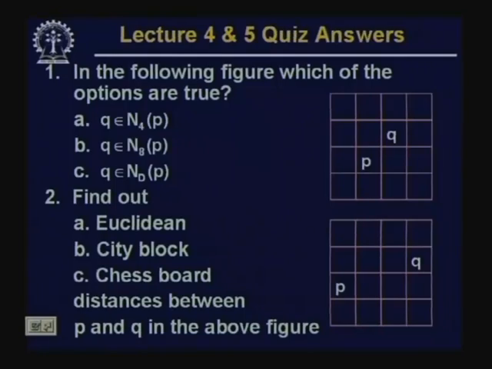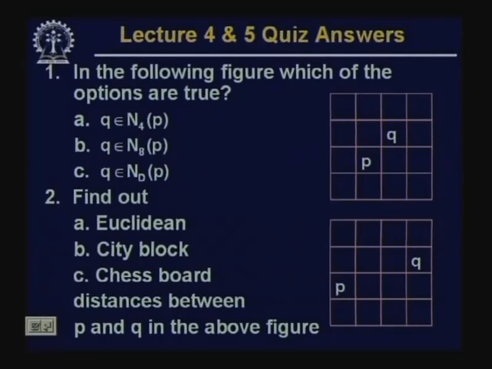So, now let us discuss the questions that we had given at the end of lecture 5. The first question that was asked is, there was a figure showing 2 points P and Q, and the question was, you have to find out which of the options are true, that is whether Q is a 4 neighbor of P, Q is an 8 neighbor of P, or Q is a diagonal neighbor of P.